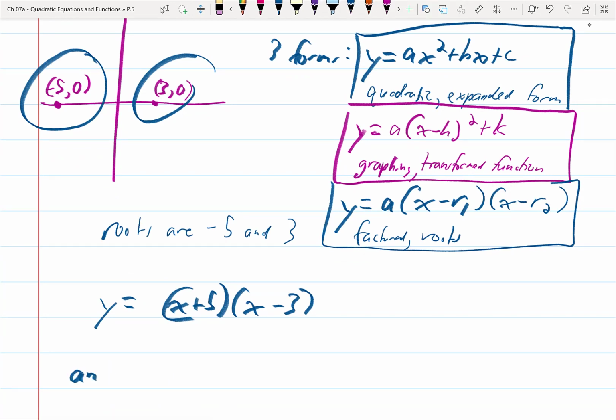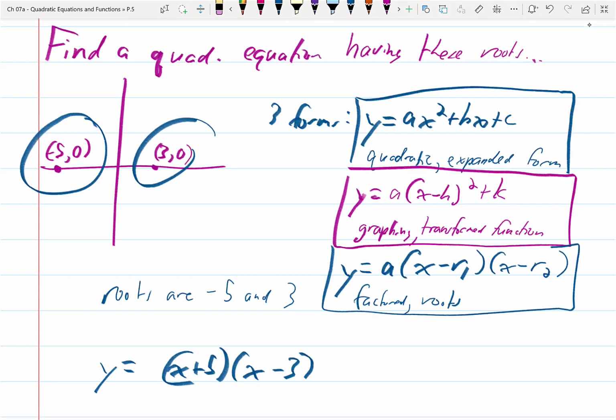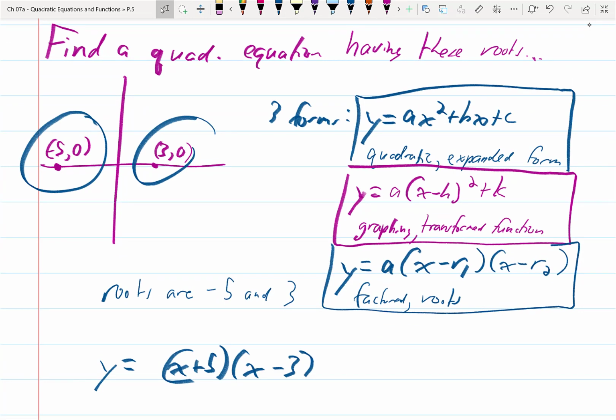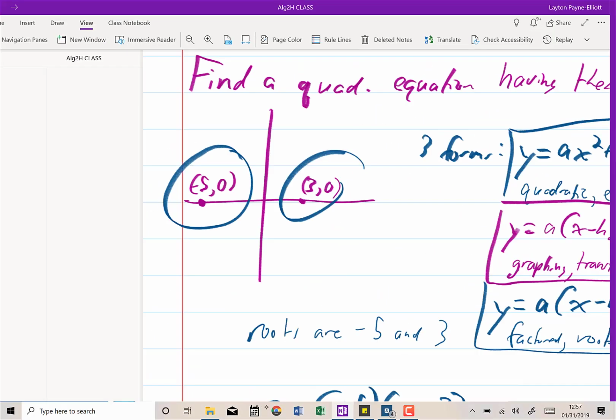What's a, then? The directions didn't tell me anything about a. So what I'm going to do is stick in an a value here. I don't really care what a is. a could actually be anything, because there are an infinite number of quadratic equations having those as the roots. I'm going to show you that here in just a second.